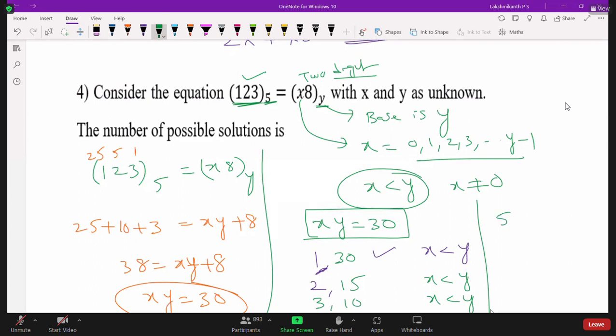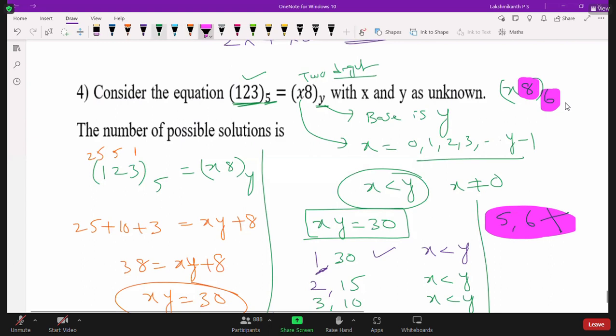Now 4 does not divide 30. So 5 and 6. Now 5 less than 6, so possible. So these are the possible solutions. But look at here, 5 less than 6 is not possible. Why? Because if you take x8 base 6, look at here, there is already the digit 8, right? So then the base cannot be 6. So this will not satisfy.